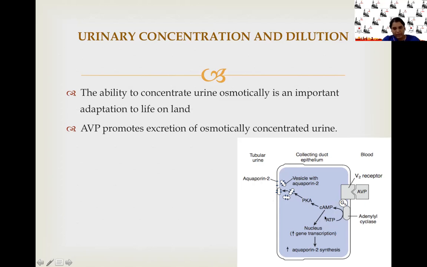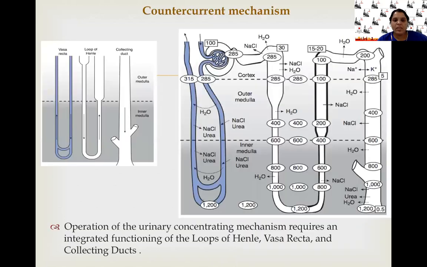And the delayed effect is that this cAMP also causes gene transcription, resulting in increased aquaporin 2 synthesis, which is a delayed effect of the arginine vasopressin. So whenever the plasma osmolarity increases, the arginine vasopressin level increases, the aquaporin 2 expression is increased, and water is reabsorbed. So there is an increase in the water permeability.